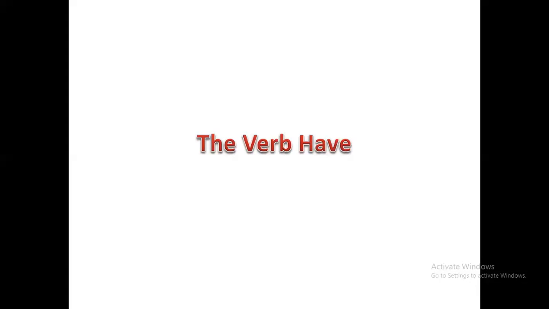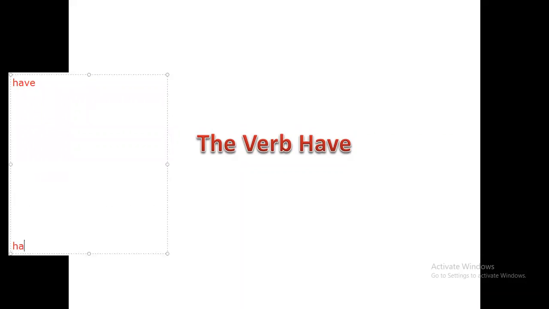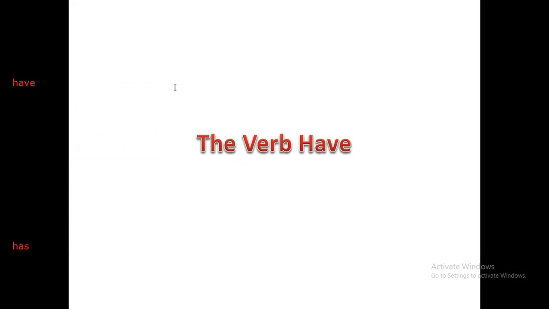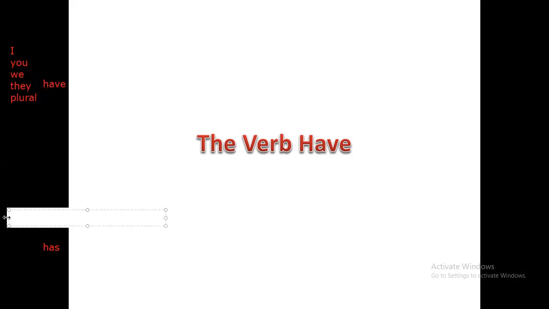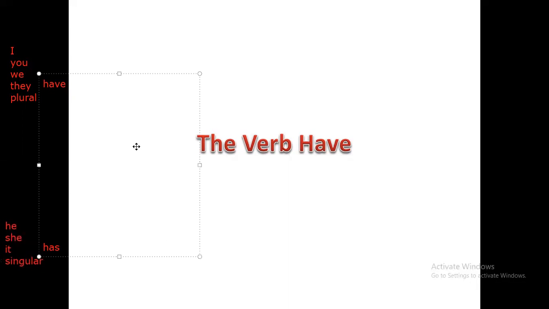I want you to know that the verb have has two forms, have and has. We're going to use have with I, you, we, they, and the plural subjects like the boys, the animals, the students. Has with he, she, it, and with the singular subjects, like the boy, the girl, the book, the bag.